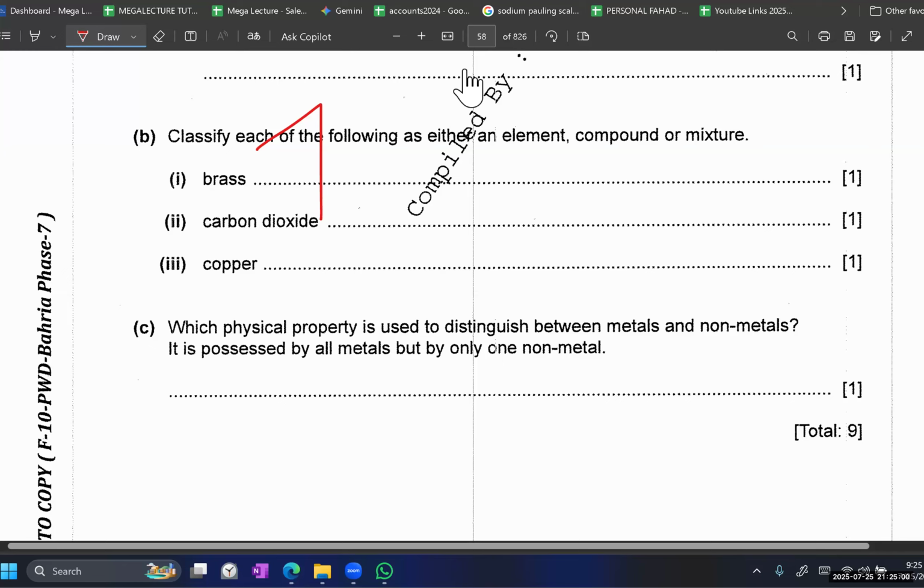Nabila, brass is a mixture because alloys are always a mixture, as the metals just mix together. They don't chemically combine.